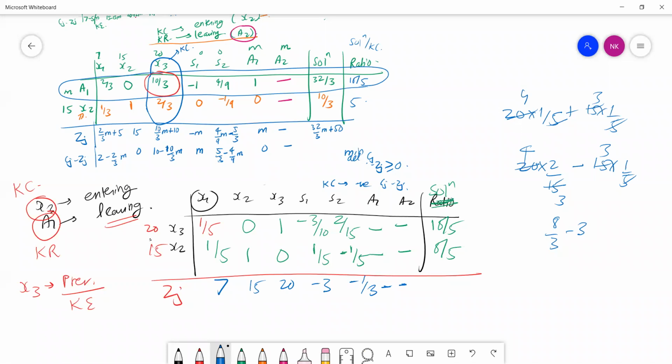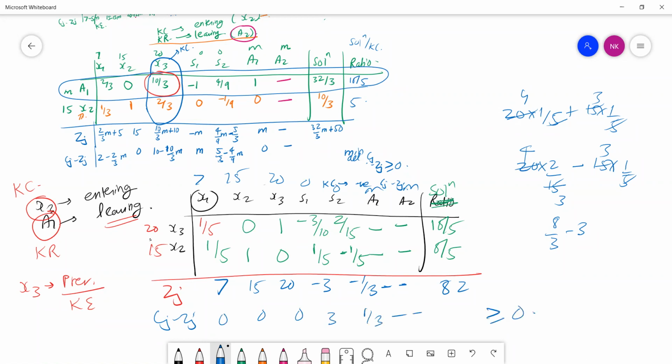This will be 20 multiplied by 16 by 5. So it will be 16 multiplied by 4. That is 64. And 6 by 5 multiplied by 15 is 18. So it will be 82. Now just calculate Cj minus Zj. It is 7, 15, 20, 0, 0. So it will be 0, 0, 0, 3, 1 by 3, dash, dash.